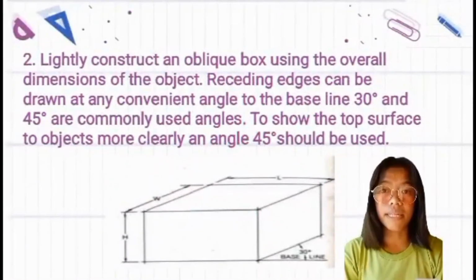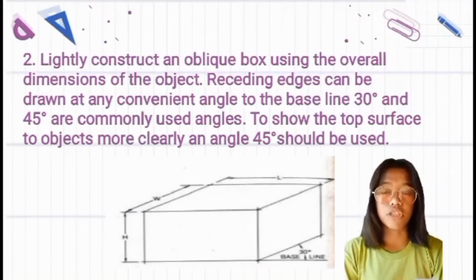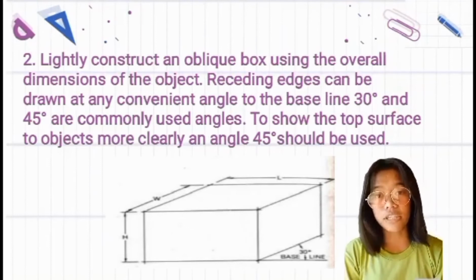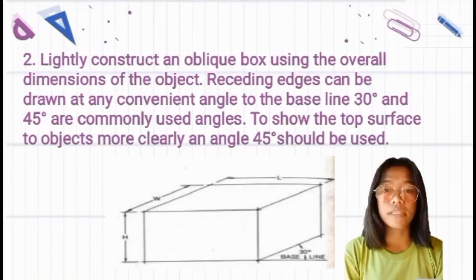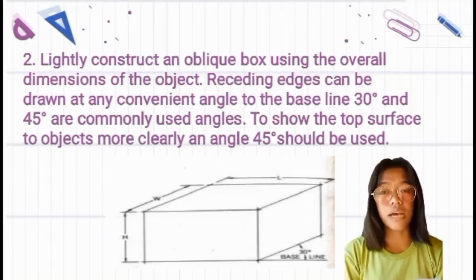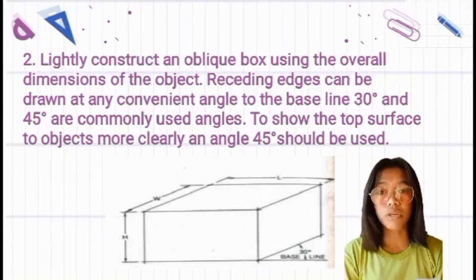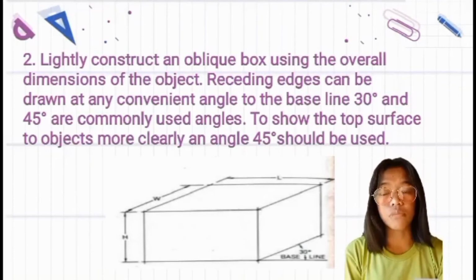Second step, lightly construct an object using the overall dimensions of the object. Receding edges can be drawn at any convenient angle to the baseline. 30 degrees and 45 degrees are commonly used angles. To show the top surface of objects more clearly, an angle of 45 degrees should be used.